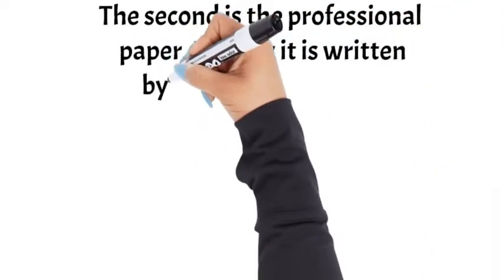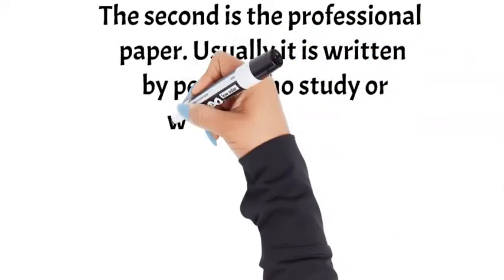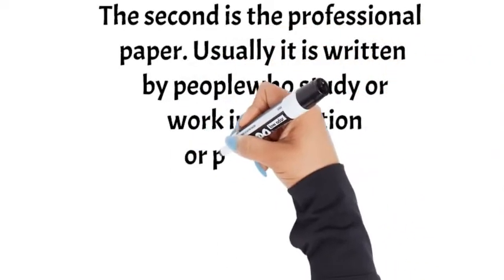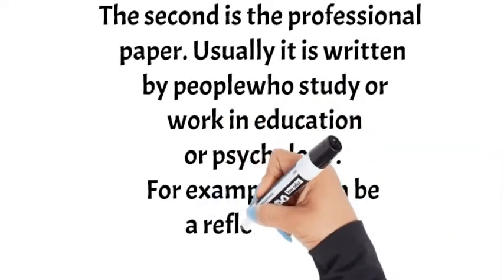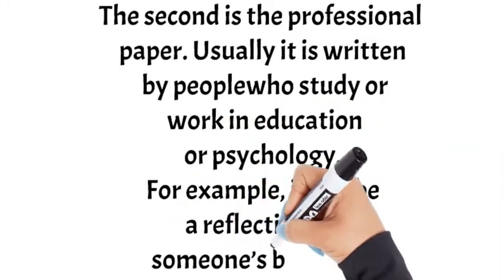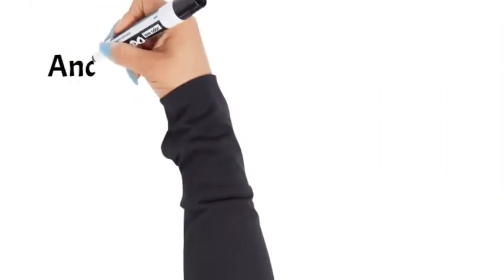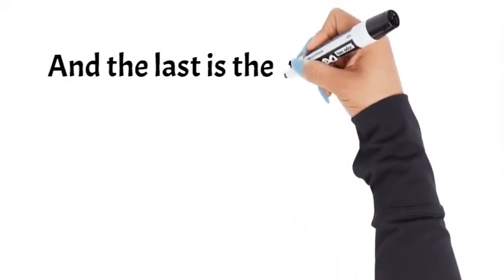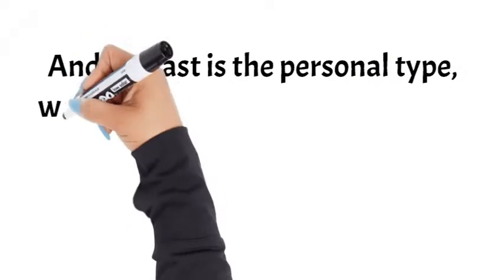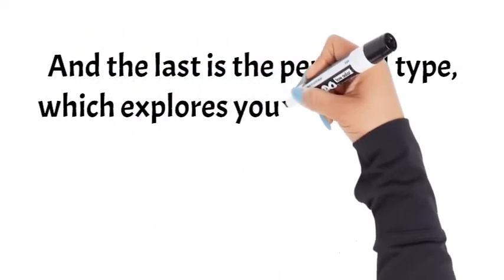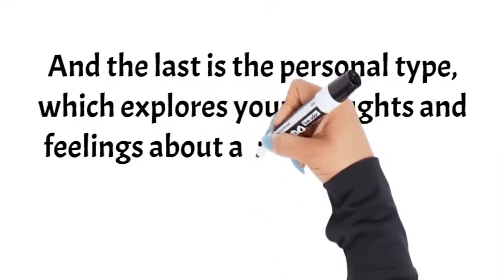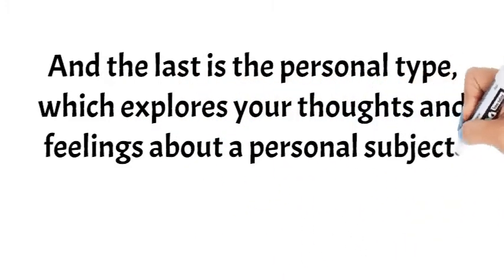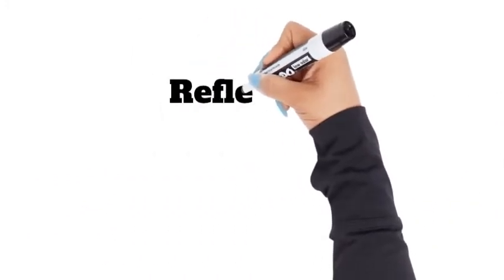The second is the professional paper. Usually it is written by people who study or work in education or psychology. For example, it can be a reflection on someone's behavior, so you are explaining what you think about it. And the last is the personal type, which explores your thoughts and feelings about a personal subject.